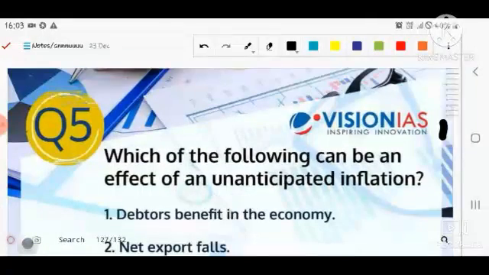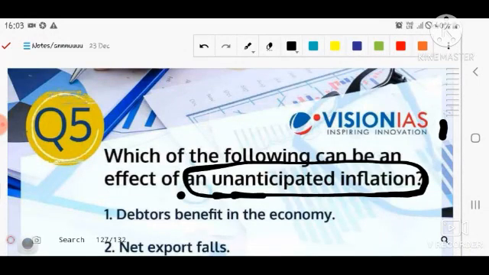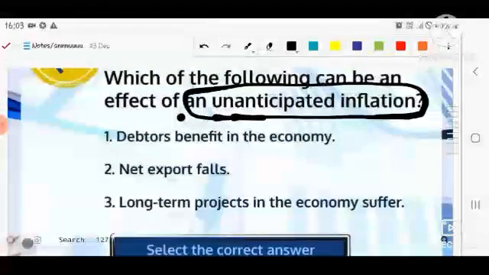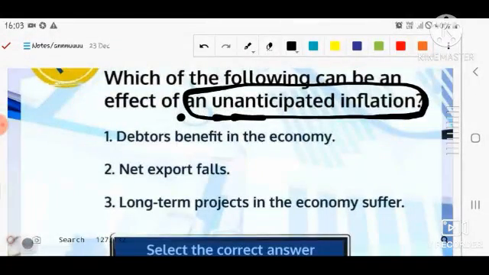Fifth question, I think. Which of the following can be an effect of an unanticipated inflation? Okay, it means what the inflation resulted into. Now, the first option in front of you is debtor benefit in the economy. This question was already asked in the UPSC, so you have to make your conscious mind and then give the answer. Debtor benefit in the economy.